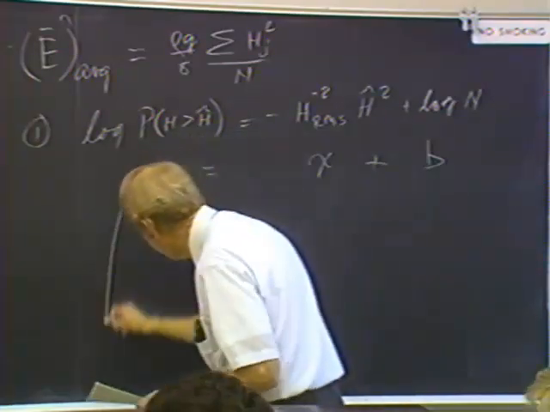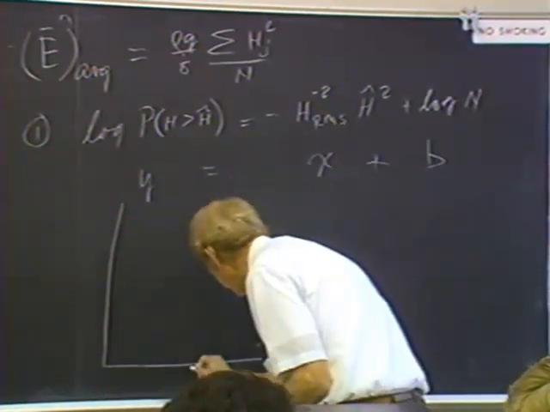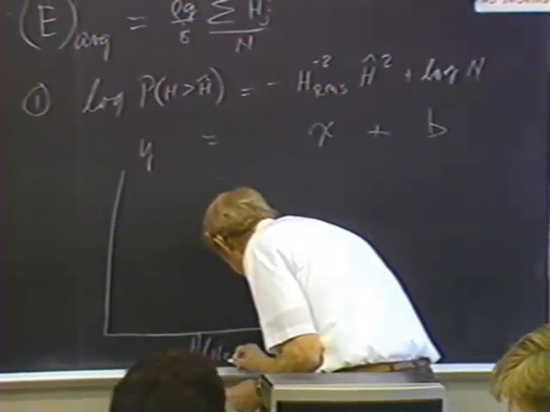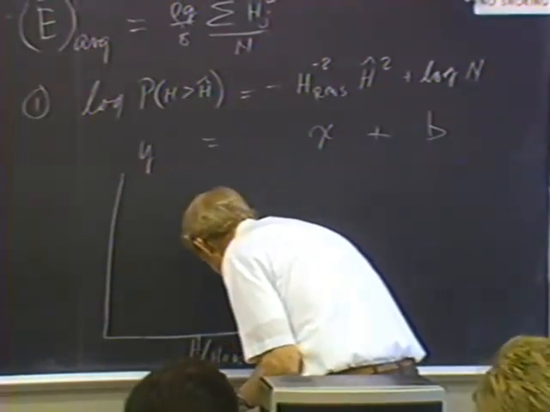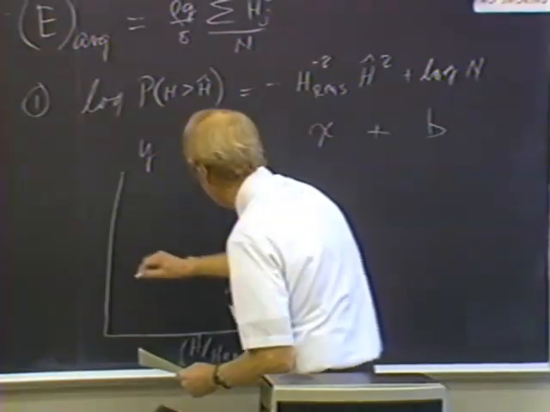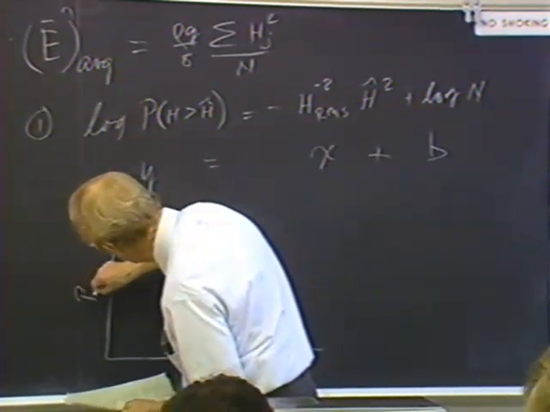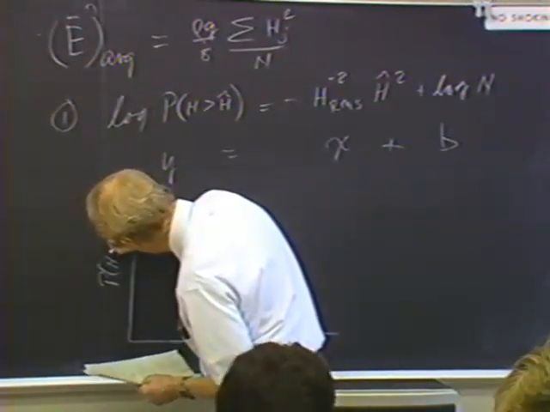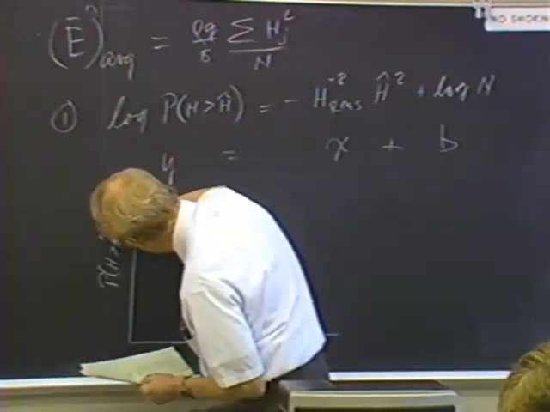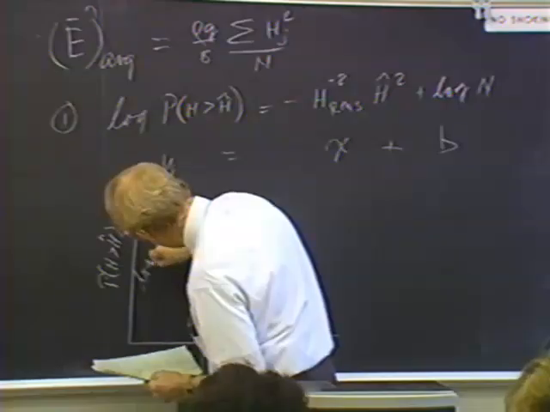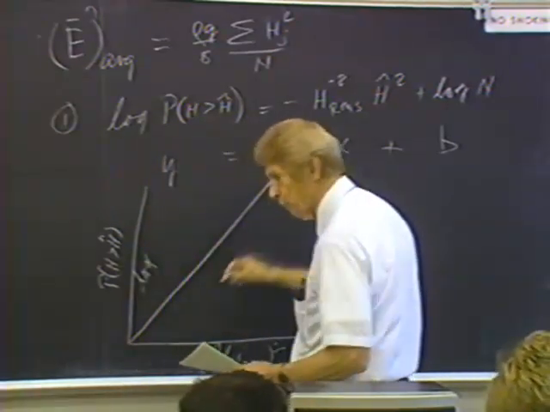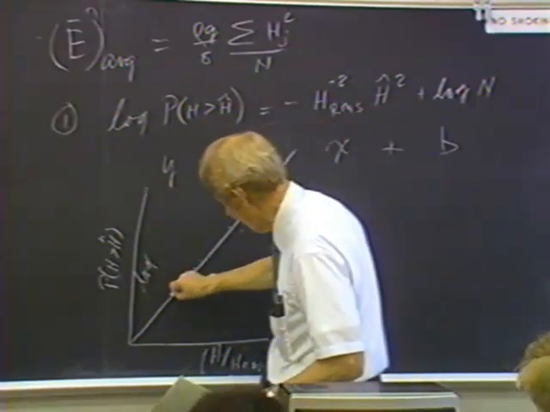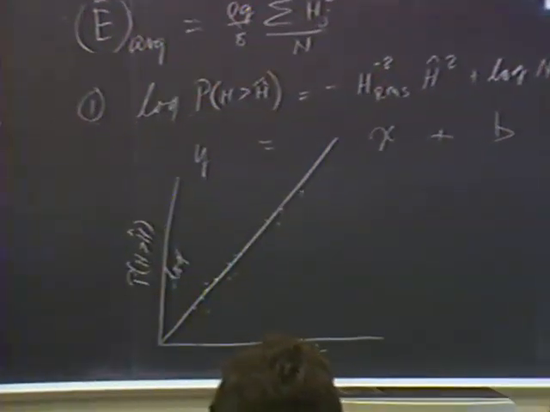So you'd expect a plot that looks something like this, where you plot (H over H hat over HRMS) all squared against the probability that H is greater than H hat. On a log scale, it should be a straight line with a slope of 1, and that's what's actually found. There's some scatter about it, but that's a verification of the Rayleigh distribution.